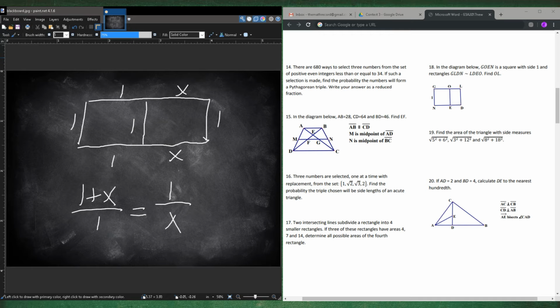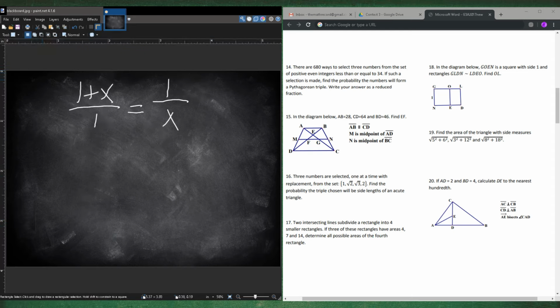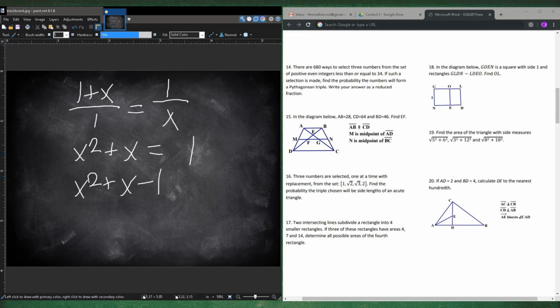So we just need to find OL. So OL is equal to X, so we just need to find X, basically. So just make an equation using your triangle. Given the information above, you get x squared plus x is equal to 1. So you have x squared plus x minus 1 is equal to 0.